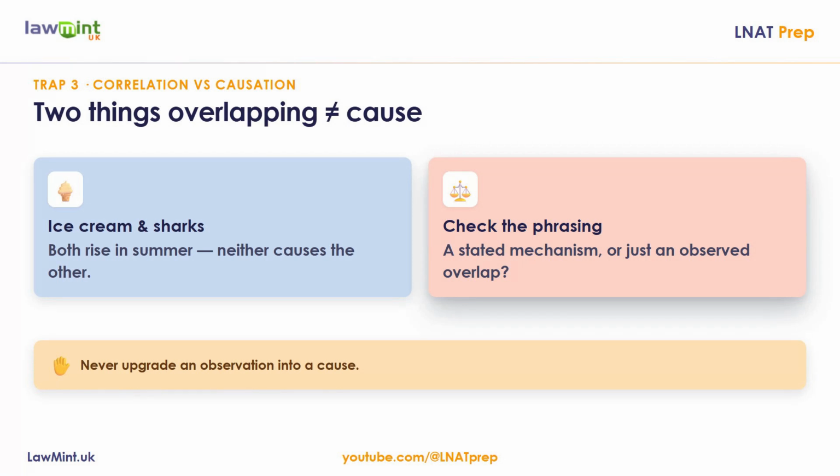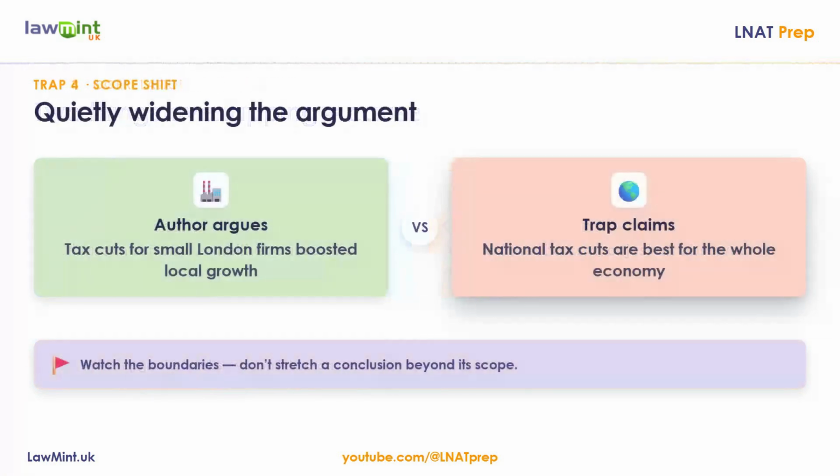The fourth trap is the scope shift. An option references a real detail from the passage, then quietly broadens or narrows the context in a way the author never authorized. For example, the author argues that tax cuts for small businesses in London stimulated local growth. The trap claims the author believes national tax cuts are best for the whole economy. The scope has illicitly widened.